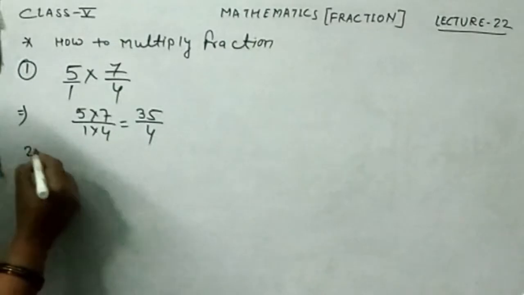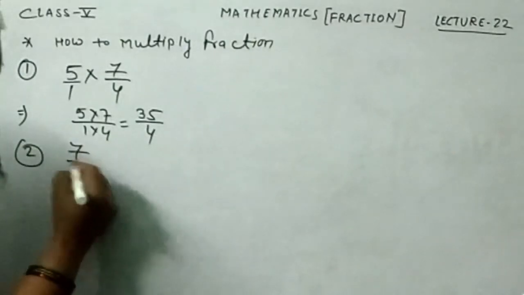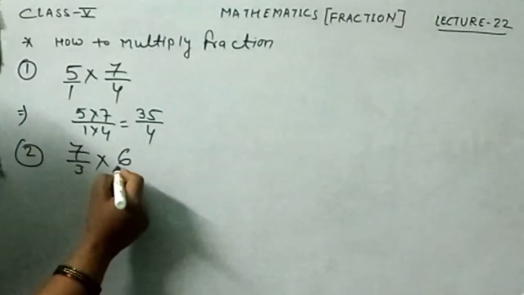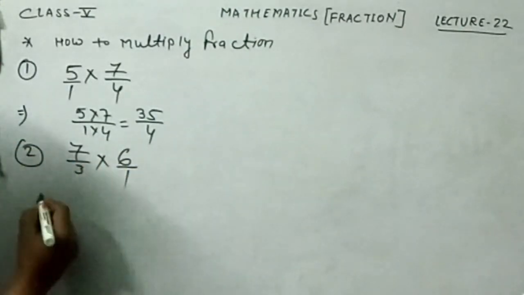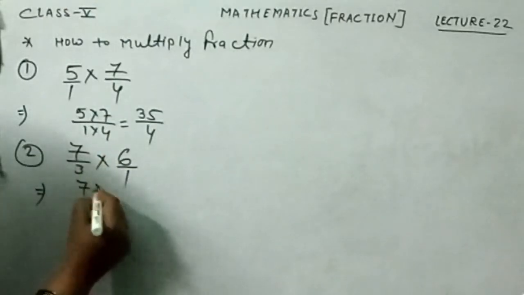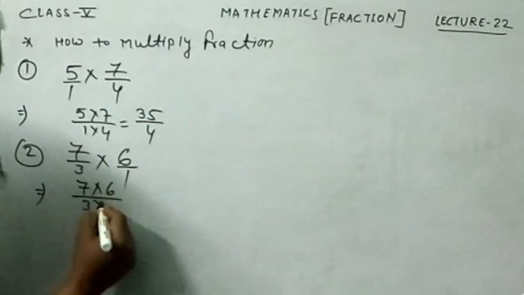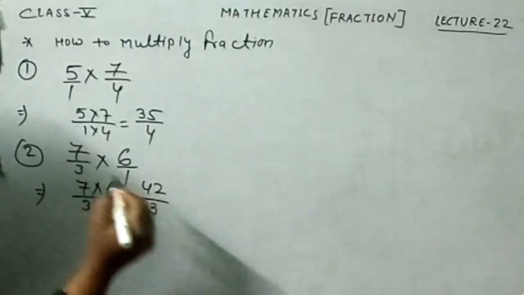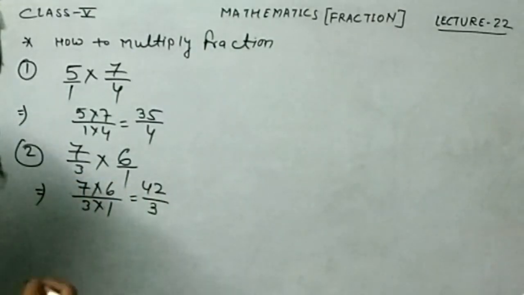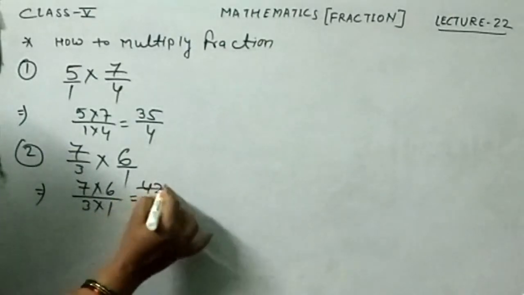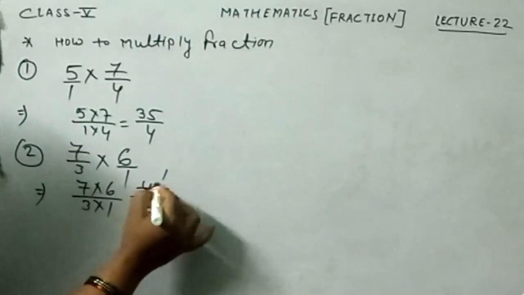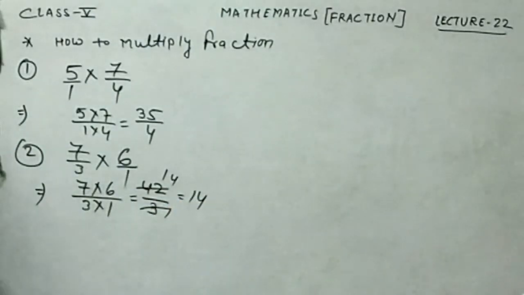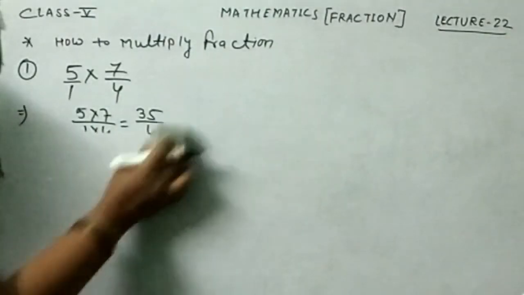Or if any number is given like that, 7 by 3 multiply 6. In that way also, down you can write 1 and multiply the upper numbers together, 7 multiply 6, and the down numbers together, 3 multiply 1. 7 6s are 42 and 3 1s are 3. If you want to reduce this one, 3 14s are 42, 3 1s are 3, so 14. Okay. These are the ways to multiply fractions.